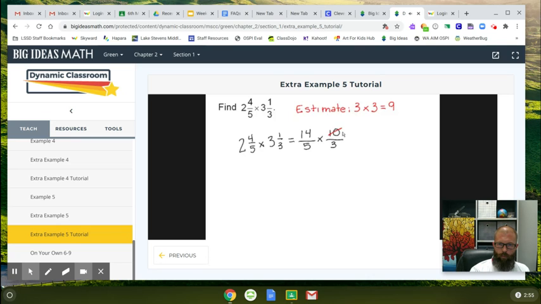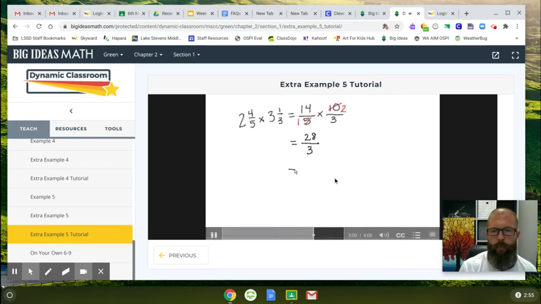So now we have 14 over 1 times 2/3. We want to multiply the numerators. 14 times 2 is 28. And multiply the denominators. 1 times 3 is 3. So 2 4/5 times 3 1/3 is equal to 28 thirds. Now for our last step, let's write the improper fraction as a mixed number. To do this, you divide 28 by 3.